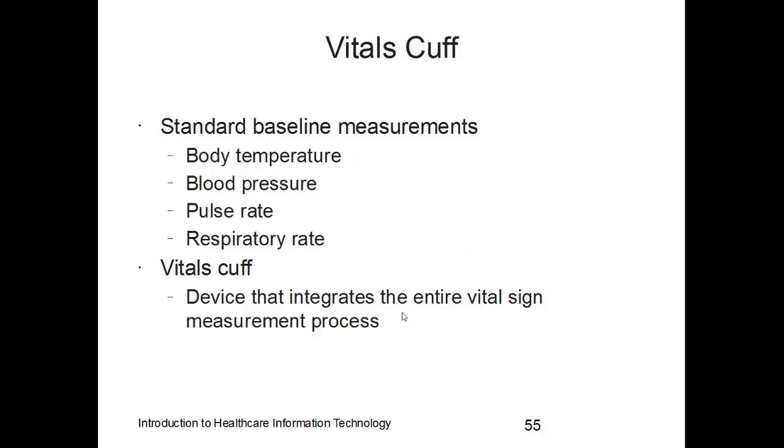Our next device we'll talk about is the vitals cuff. This will help measure standard baseline measurements: body temperature, blood pressure, pulse rate, respiratory rate. And the vitals cuff is a device that will integrate the entire vital sign measurement process, so getting multiple measurements at the same time with one device.